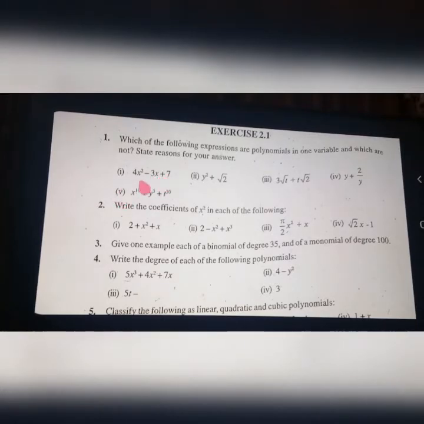So here you see, is it a polynomial in one variable? How many other variables are used here? Which is the variable here? x. And what is here? x. So it is a polynomial in only one variable. And when we are checking whether it is a polynomial, see the degree also. Degree should always be a non-negative integer.